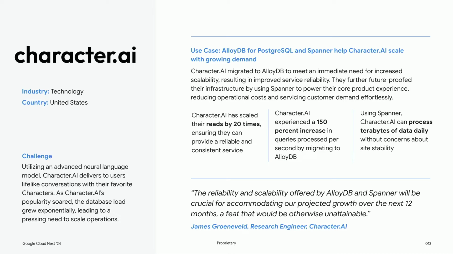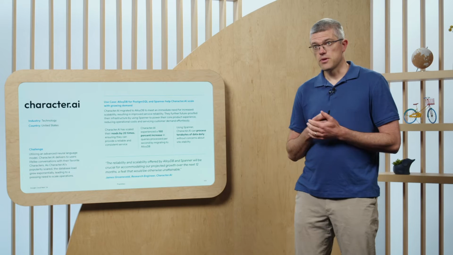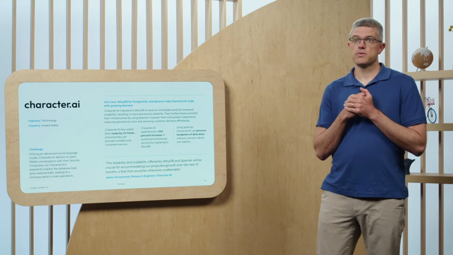With AlloyDB, they were able to quickly take their same stack and scale it to much higher load, 150% increase in QPS and 20x read scaling with AlloyDB read pools. Even that, though, wasn't quite enough for their main chat experience, so they refactored just that high-volume part of their application into a Golang microservice backed by Spanner. Spanner enabled Character.ai to scale to terabytes of data daily, with no limits in sight. I really love this story because it shows how Google's depth and breadth in Postgres can fundamentally change what is possible for our customers.